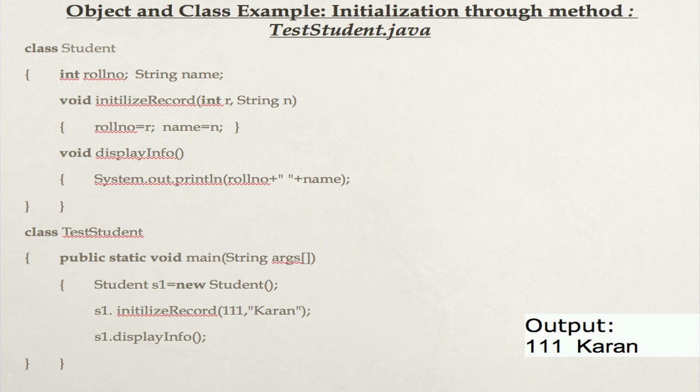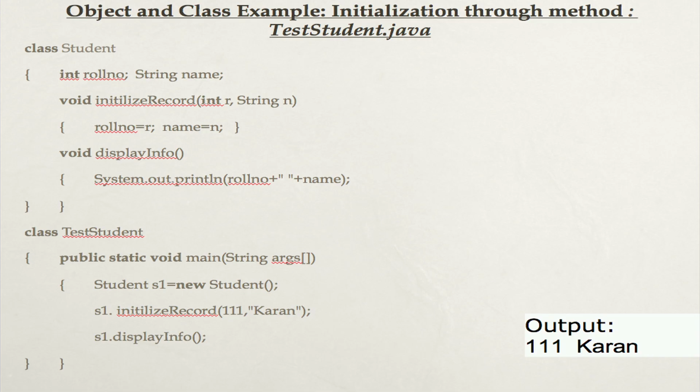How do we initialize the object by method? You can see this example. We have class Student with two variables, roll number and name. We are initializing these two variables with the initializeRecord function, where we pass two arguments, integer r and string n. This r is transferred to rollno and n is transferred to name. Finally, void displayInfo prints System.out.println roll number, then a single space, then name. These two values will be printed. You can see the output: 111 is the roll number and Karan is the name.